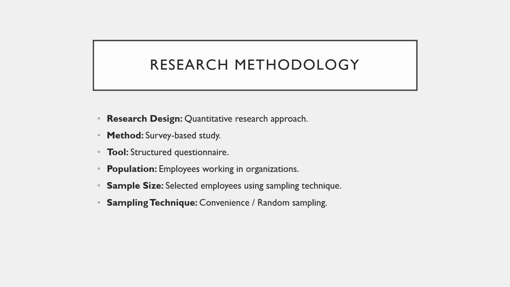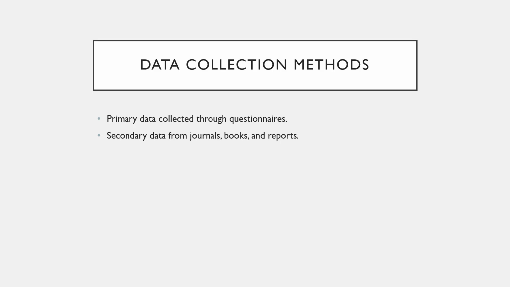Next, present the data collection methods. Show how the data for the study was collected. It highlights two main sources. Primary data. This refers to original data gathered directly from participants using questionnaires. It ensures the data is specific, relevant, and aligned with the research objectives. Secondary data. This includes already published information collected from journals, books, and reports. Secondary sources help support the study, build theoretical background, and compare findings with existing research.